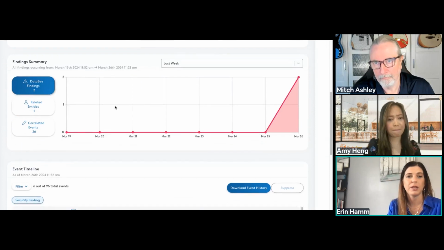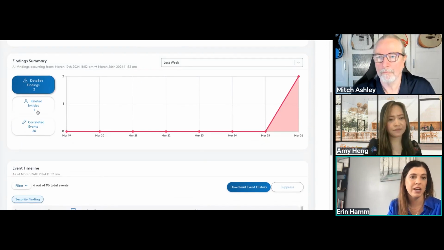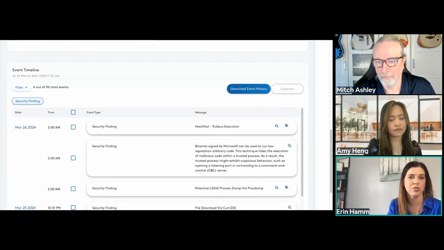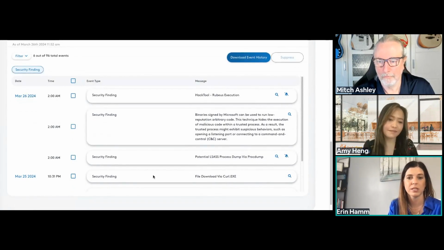Down below, we can see how many findings there were from a database, how many have related entities, and how many correlated events there are. But what's great is rather than having to pivot in between multiple different tools to figure out the timeline of this asset, we provide you that directly into the tool itself. So we can see on March 26th, here's the specific items that occurred. The 25th, here's a specific item.